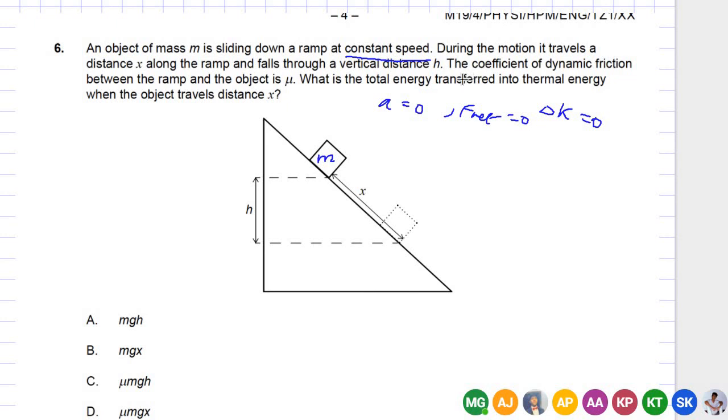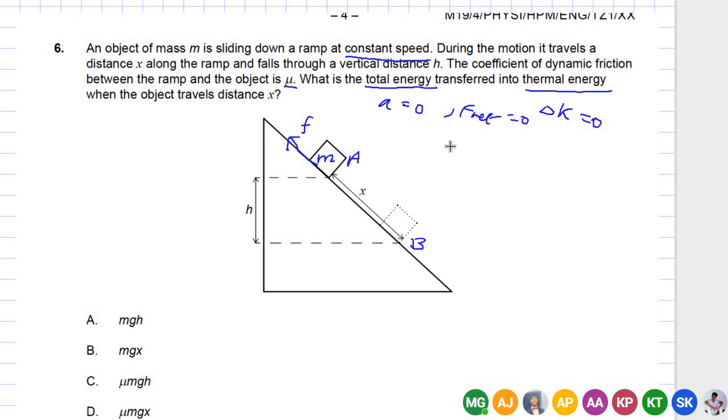During the motion it travels a distance x. So let us say this is point A, this is point B. Along the inclined plane it travels a distance x and through the vertical distance of h. Consider dynamic friction is mu. What is the total energy transferred into thermal energy? That means the work done by the non-conservative force, which is friction, when the object travels through a distance x. So let us say the friction was acting up the plane when the block moves down the plane.